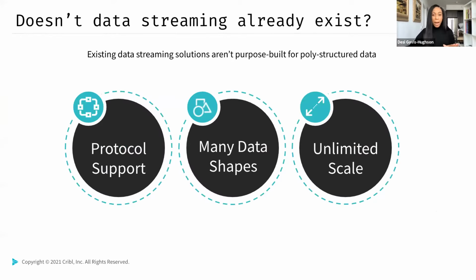So one question that might be popping up for you is, Desi, doesn't data streaming already exist, right? Yes, and the data streaming solutions that do exist, they're just not purpose-built for polystructured data. On the other hand, an observability pipeline like Cribl LogStream is purpose-built to work with even the most complicated data formats. So the data you need probably exists in multiple sources with different protocols that dictate how that data is generated and collected. You've likely got data coming in a variety of formats, and they may not always match the formats required by the tools you use.